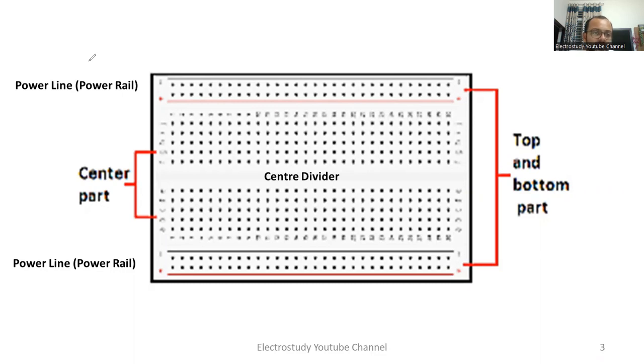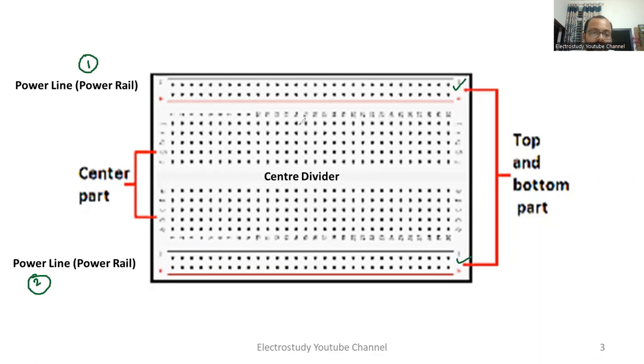The first segment is known as the power line or power rail. It is very clear that these are the power rails. Correct, no? Similarly, please refer to the bottom side. This is another power line. You can observe very clearly, this is your other power line.